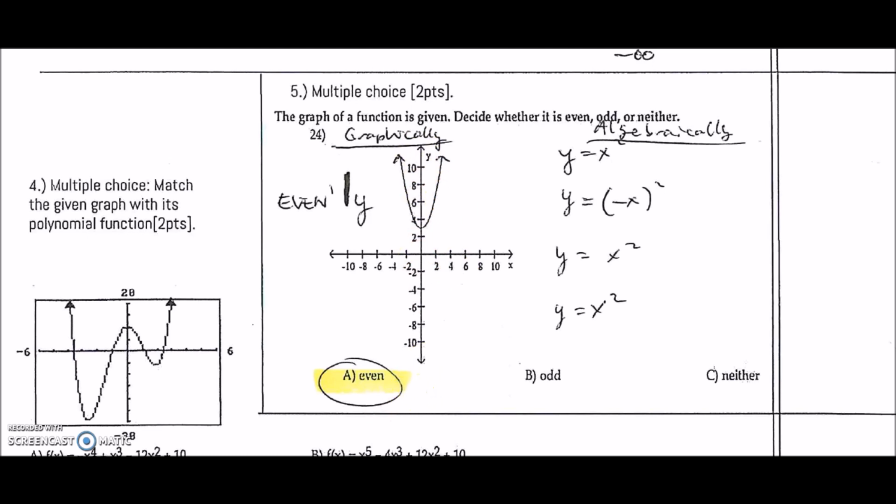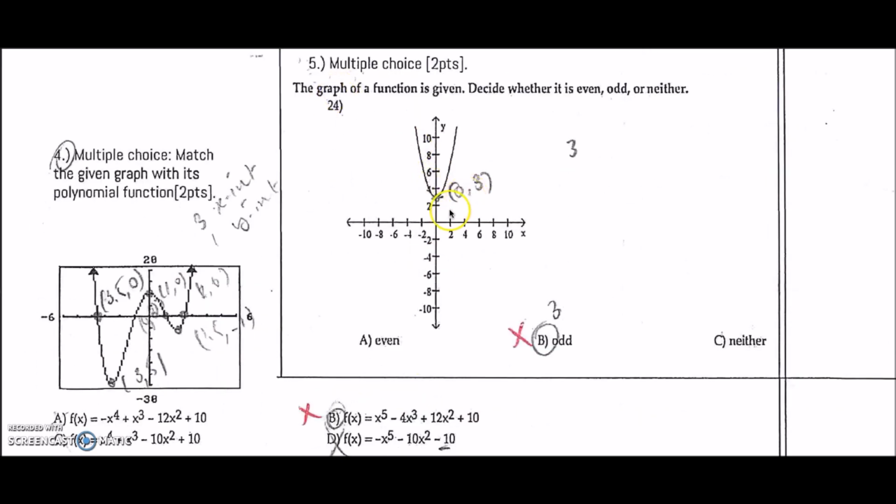Their answer is even. Here's some interesting work. This student identified the correct y-intercept, but they wrote 0, 3, and then they wrote 3. So maybe they were thinking that this refers to the y-intercept, but that'd be incorrect. We're looking at symmetry at the y-axis.